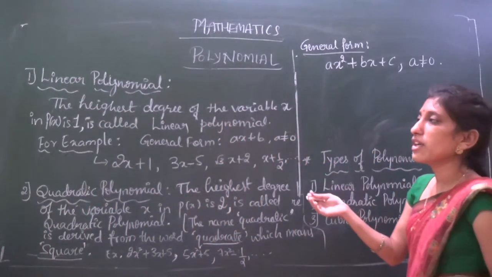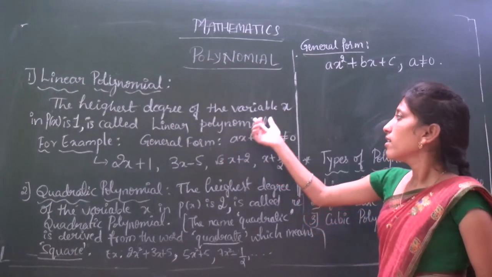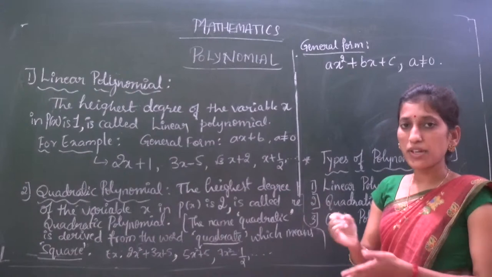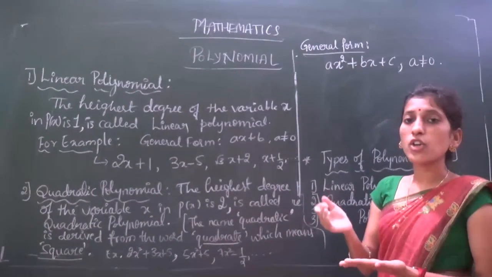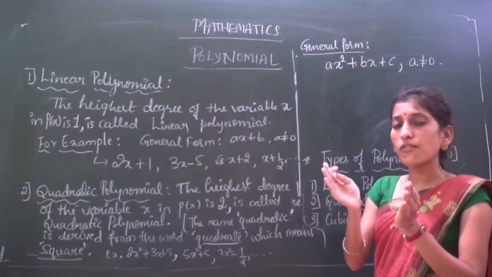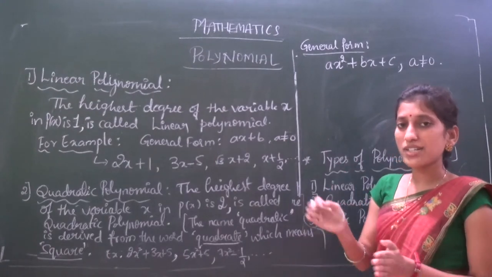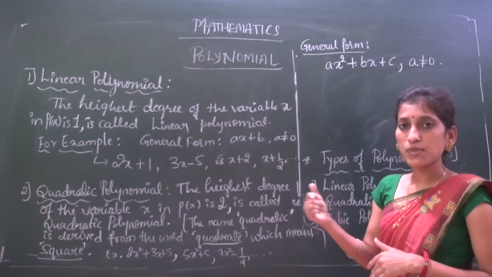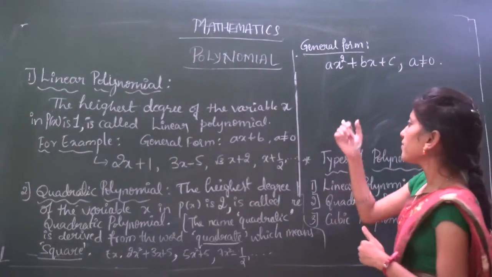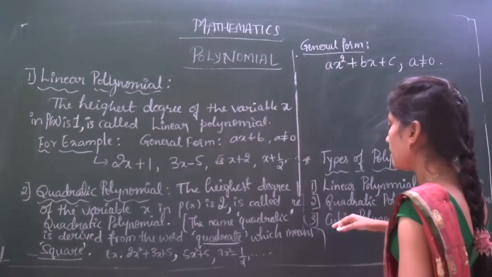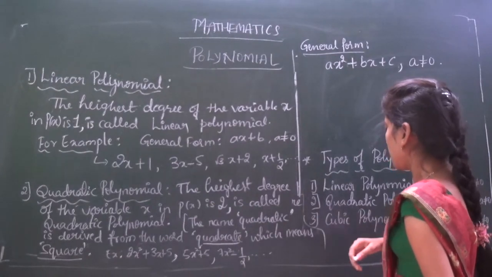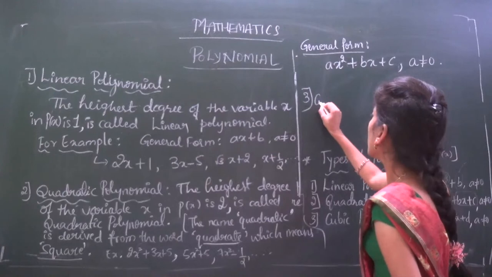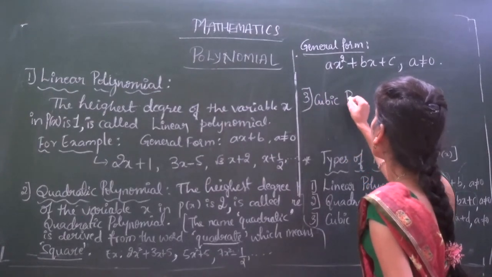So if you want to take p of y, then your variable y in p of y is 1 you can take. It depends on the variable or the polynomial p of what? Y is there, x is there, or z. Depends on that, you can write or define the particular types of polynomial. Okay. So next, we'll move to the cubic one. Cubic polynomial.